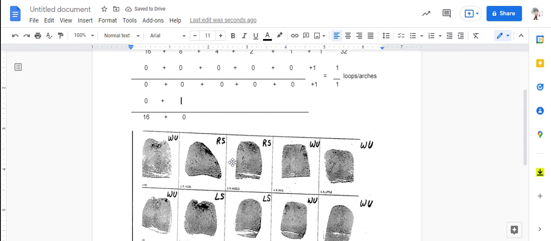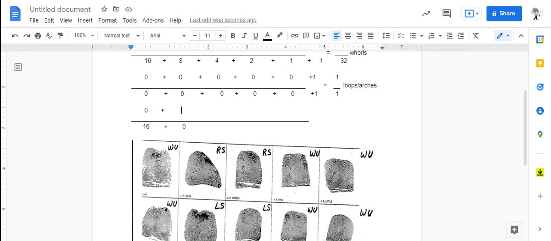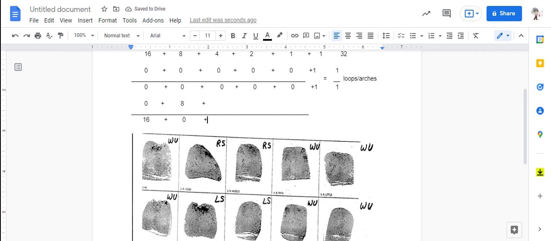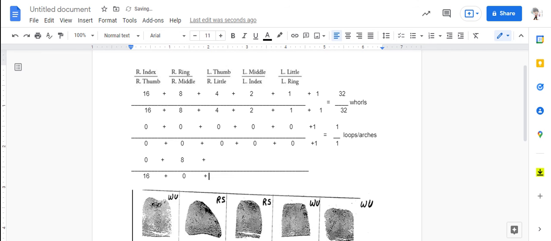Then the fourth finger is a whorl. It is the right ring. It goes on top of the second grouping. It's a whorl, so it gets an 8. And we get a plus sign there, and plus sign on the bottom. Then we get the fifth finger. It is a whorl. It is the right little. It goes on the bottom. It is a whorl, so we're going to put a 4.